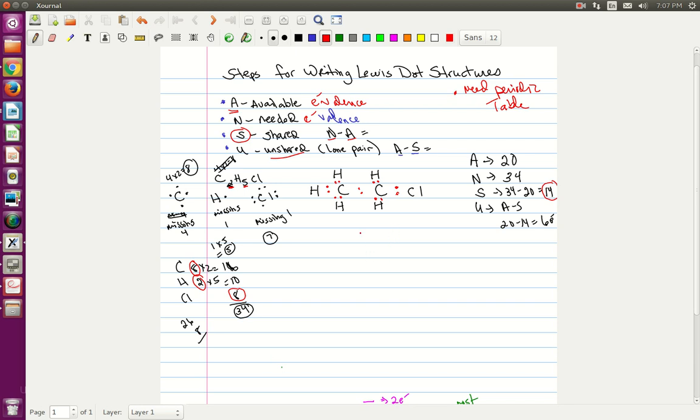So now let's look and see who's happy now? Who has their octet already before we put in the unshared? Or their 2. Hydrogen has its 2. That's happy. Hydrogen has 2. Happy again. Hydrogen has 2. Happy. So circle all the hydrogens. They have the maximum amount already. So all the hydrogens are good. They only have 1 energy level. They can only hold 2.